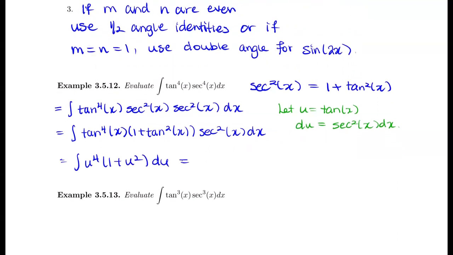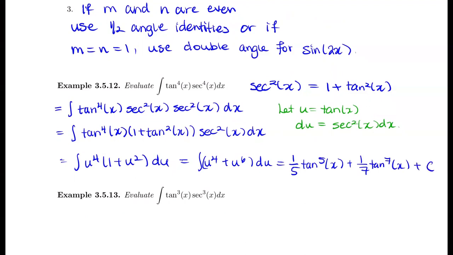And so if we expand this, we get u to the power 4 plus u to the power 6 du. And so if we evaluate this, and undoing the substitution as well, we get 1 over 5 tan to the fifth of x plus 1 over 7 tan to the 7th of x, and then plus c at the end. So that is the integral that we should get.